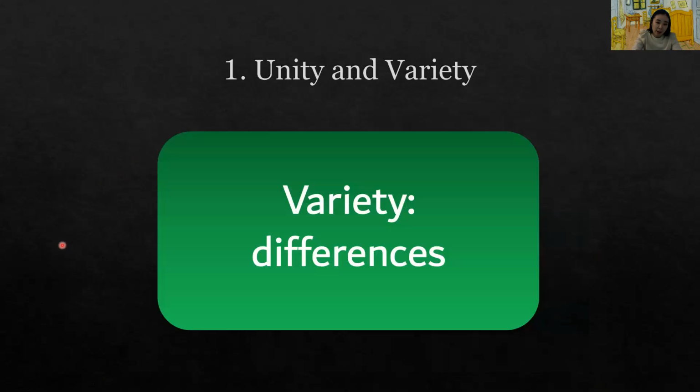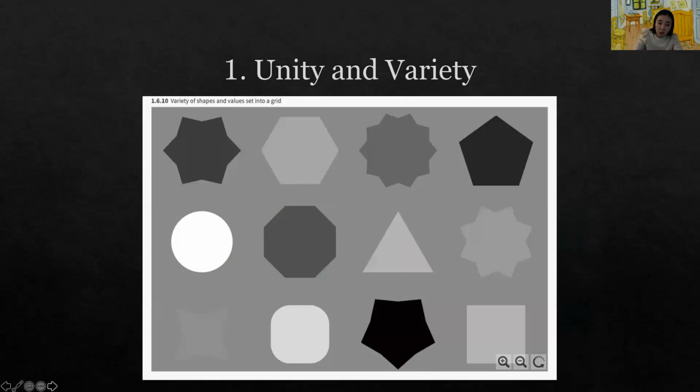And now let's see variety. Variety is the opposite meaning of unity. Variety is differences that provide interest and contrast in art. So in art, variety is a collection of ideas, elements, or materials that are fused together into one design. So variety can invigorate a design.